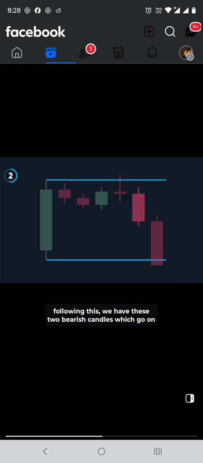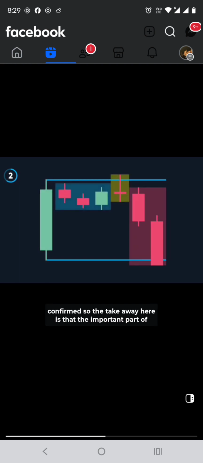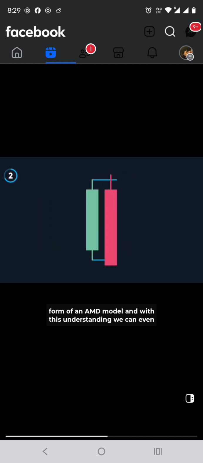And then following this, we have these 2 bearish candles, which go on to attack the candle range low. This is the distribution phase that completes the setup, and it's where we would be looking to find an entry after the manipulation phase has been confirmed. So the takeaway here is that the important part of this strategy is finding the correct market structure in the form of an AMD model. And with this understanding, we can even find setups that involve only 2 candles.